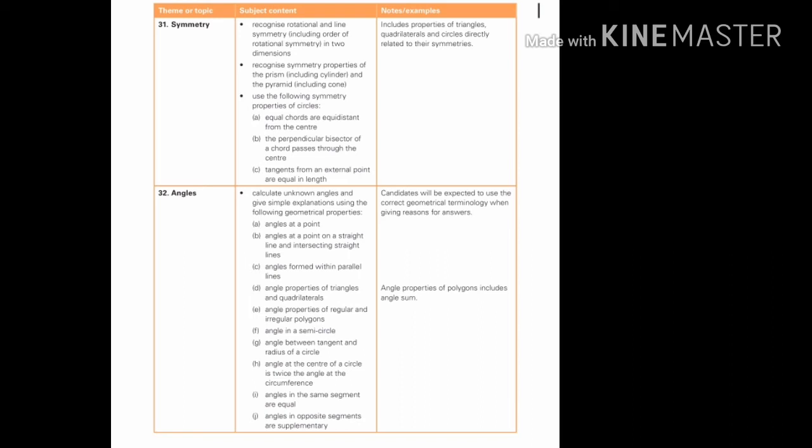Calculate unknown angles and give some explanation using the following geometrical properties. Angles at a point on a straight line and intersecting straight lines, angles formed within parallel lines, angle properties of triangles and quadrilaterals, angle properties of regular and irregular polygons, angle in a semicircle, angle between tangent and radius of a circle, angle at the center of a circle is twice the angle at the circumference, angles in the same segment are equal, angles in opposite segments are supplementary.